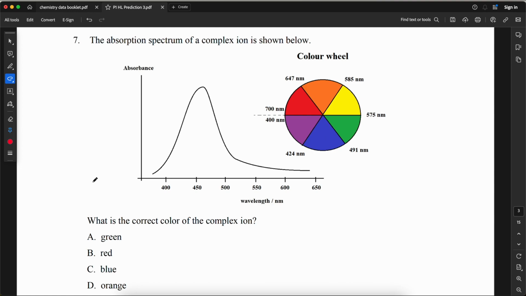The absorption spectrum of a complex ion is shown below. As you can see, the peak here would be around 460 nanometers. So the blue light is absorbed, so the complex ion will be orange as the complementary color.